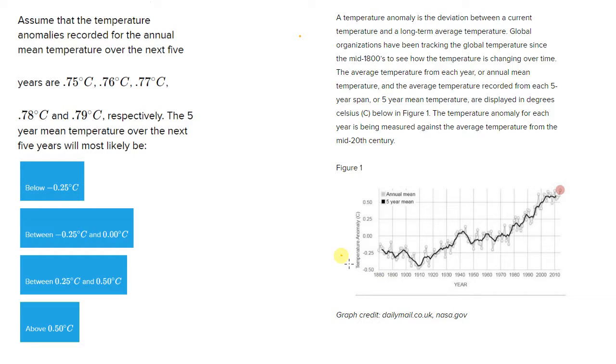This is Jake Bazicki with an ACT Science data interpretation question. Now this question is asking us to do a little more than just cite data on the graph.